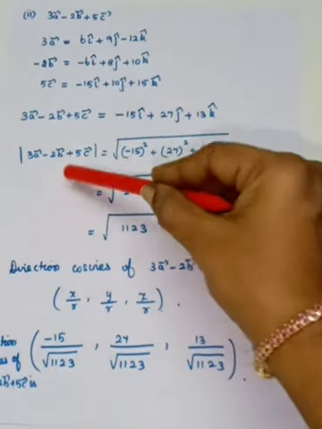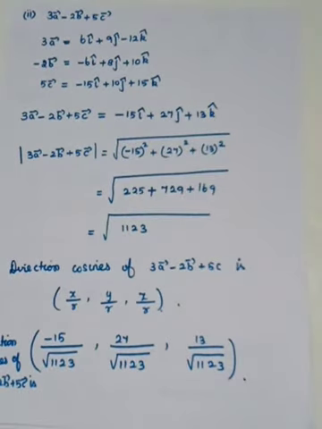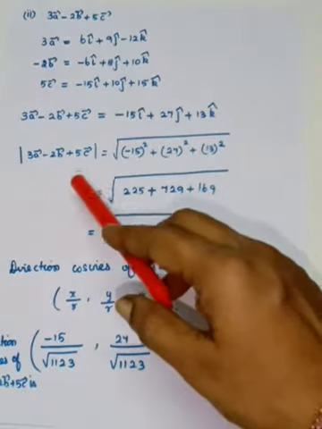And what is asked? Magnitude of this. So magnitude means modulus of this vector. How to find the modulus?